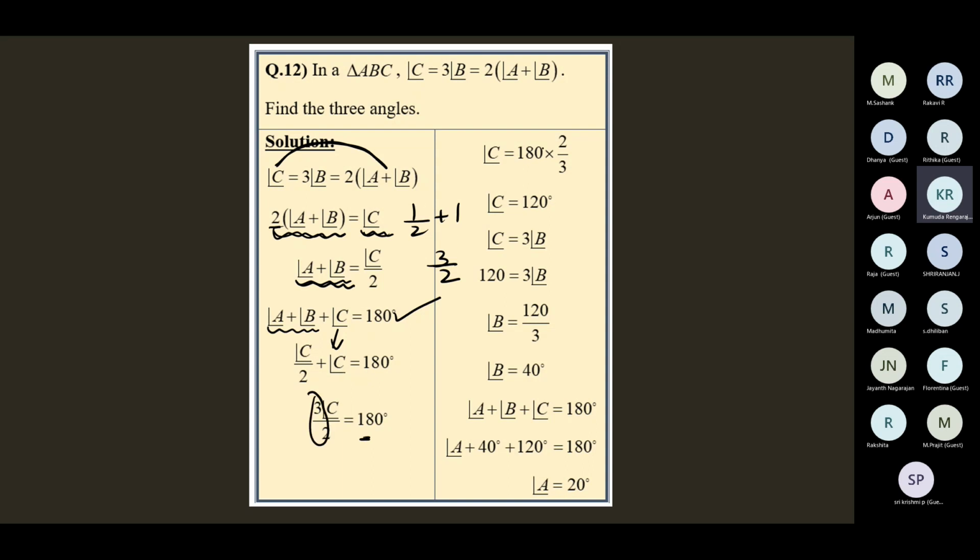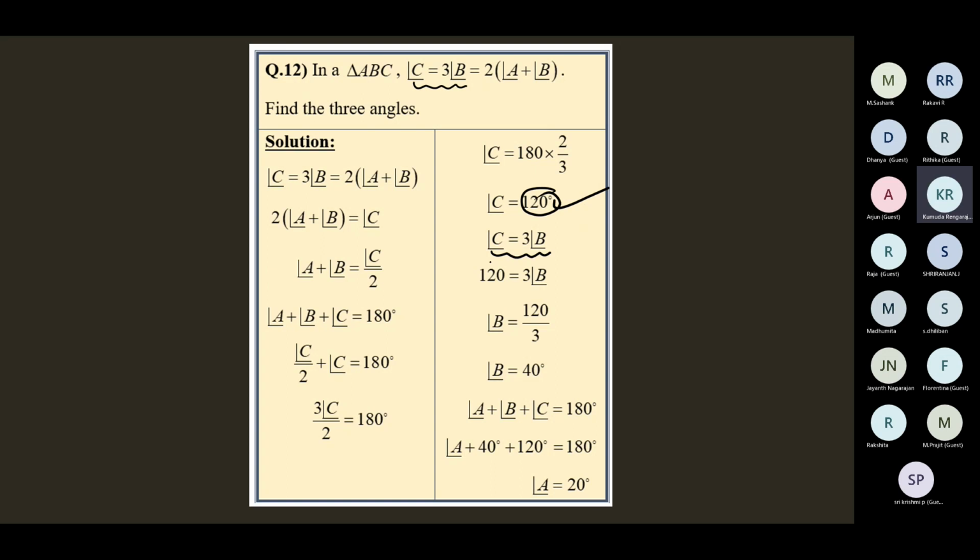3 by 2 on the other side becomes 2 by 3. Upon cancelling, you get C is equal to 120. After finding the measure of angle C, you'll have to find the others, A and B. Now B you can find because you have another information. Angle C is equal to 3 times angle B. So C is 120. Under C, you should write 120 is equal to 3 times angle B.